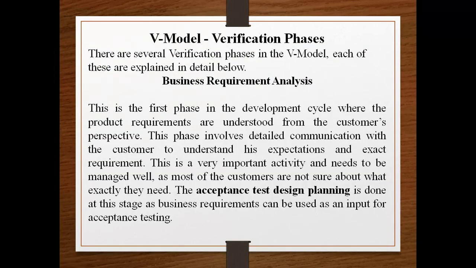In the V model, there are different verification phases. The first is business requirement analysis. This is the first phase in the development cycle, where we understand the requirement of the customer from their perspective, what exactly they are thinking. This involves detailed communication with the customer to understand his expectation and exact requirement. It is one of the most important activities and needs to be managed very nicely.